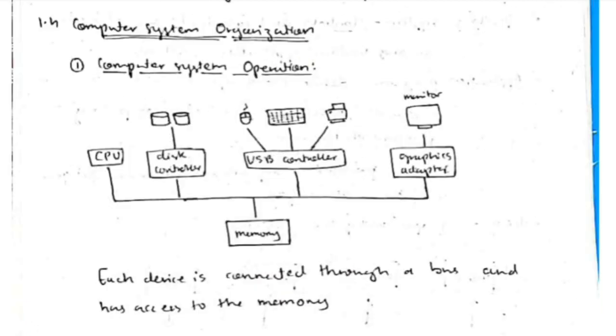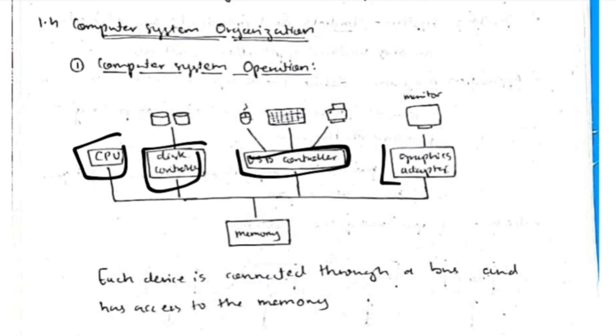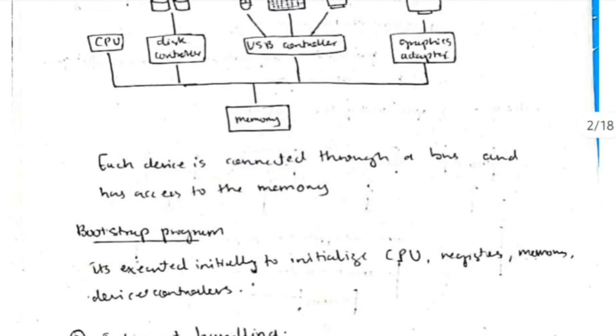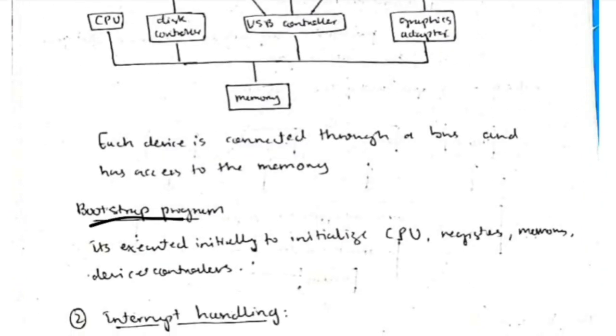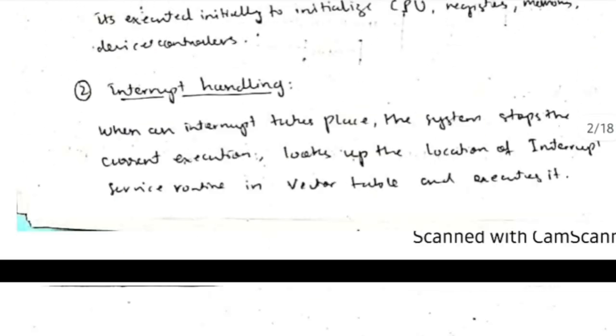How is the system organized? There are many devices connected to the memory via bus. So this is the organization of a computer, and Bootstrap program is the first program. When we open the computer system, some code gets run, right, and in the black screen, that's known as Bootstrap program. It initializes all the hardware and the configuration files. We'll see about Bootstrap program in the upcoming topics.